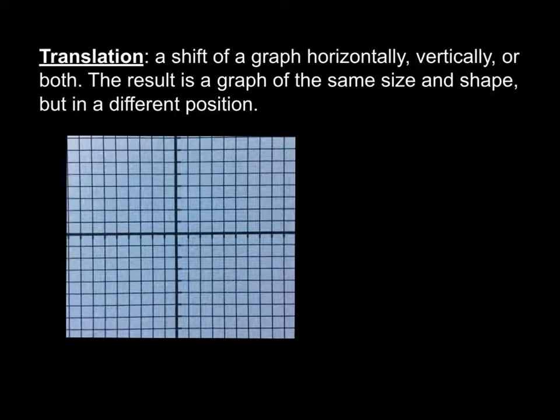Our next vocabulary term is translation. A translation is a shift of a graph horizontally, which is along the x-axis, vertically, which is along the y-axis, or both. The result is a graph of the same size and shape but in a different position. So if we want to graph y equals the absolute value of x, it's about like that, except the slope of this one here is m equals 1, and the slope of this one is m equals -1. With my finger it's hard to get it exact, but that's what it should be.